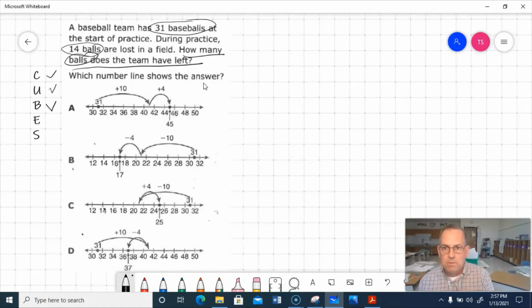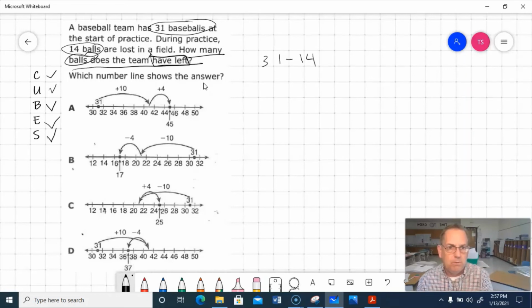I'm going to box in some operational clues. Have left, that's right there in my question. I like that when it's in my question, when I see keywords in my question. Typically, that's what we're trying to find out. We're trying to find out how many balls they have left. And that's a key term for subtraction. So it looks like the problem that we're going to do to figure out how many balls they have left would be 31 minus 14. So what is 31 minus 14?